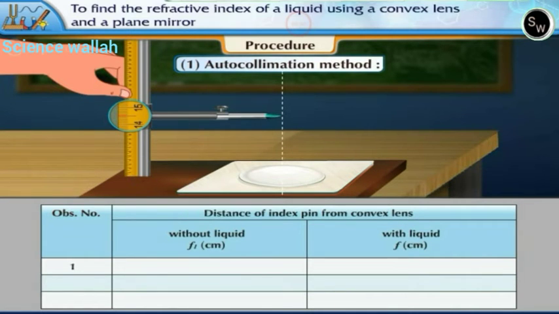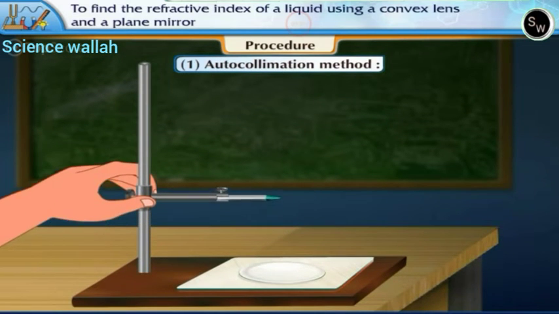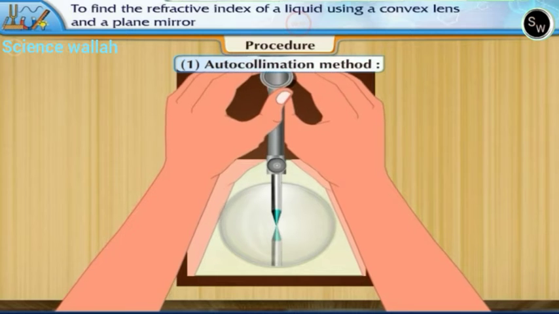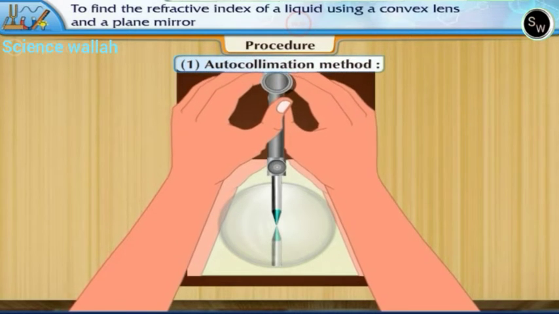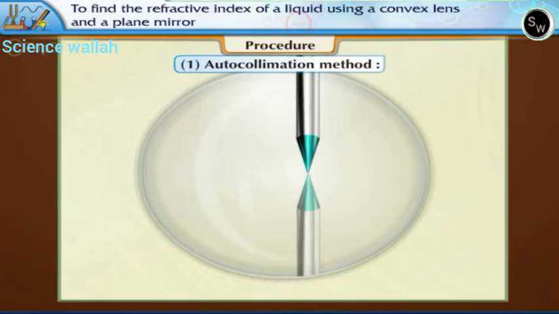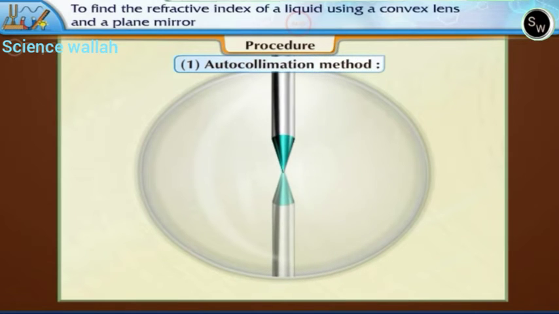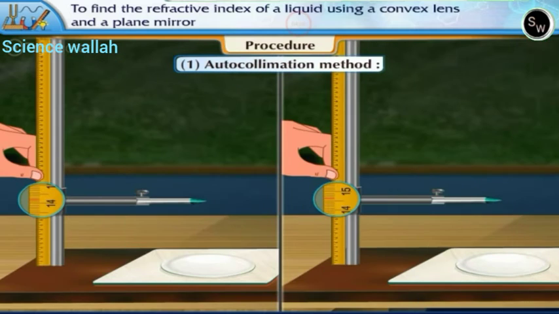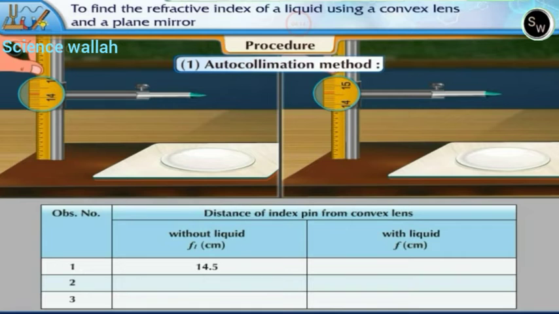Observation number 1. Distance of the index pin from convex lens without liquid in centimeter, 14.5. Disturb the setting and once again adjust the height of the index pin above the convex lens so that there is no parallax between the image of the pin and the pin itself when viewed along the principal axis of the lens. Find the height of the pin 2 more times. Record your observations in the observation table.